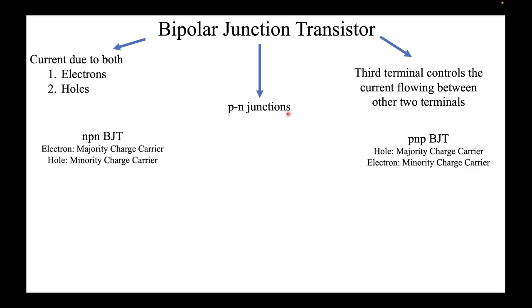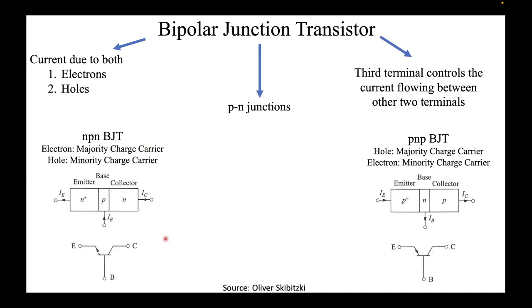Based on how you arrange your PN junctions, it can be either an NPN BJT or a PNP BJT. If it's an NPN BJT, electron is the majority charge carrier and hole is the minority charge carrier. In PNP BJTs, hole is the majority charge carrier, electron is the minority charge carrier. We'll restrict ourselves to the discussion on NPN BJT. That's the more commonly used one.